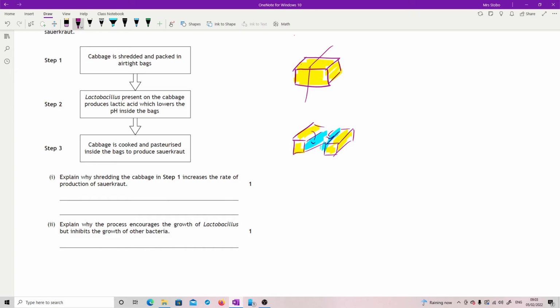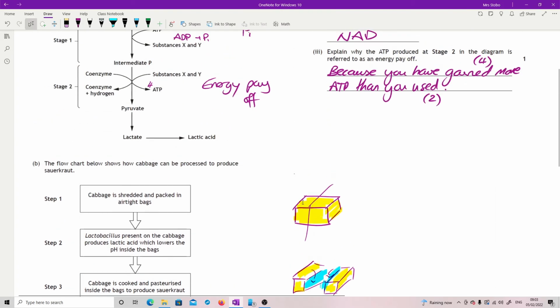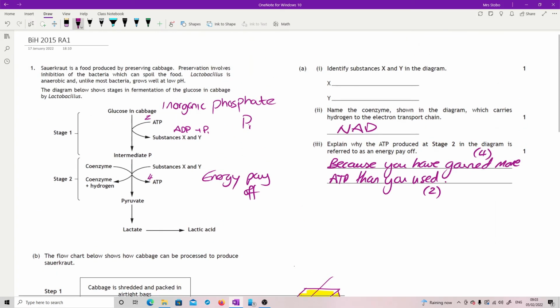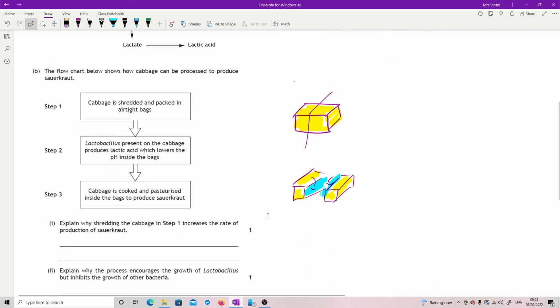That's it. Explain why the process encourages the growth of Lactobacillus but inhibits the growth of other bacteria. For that, you have to have read the information, which I obviously say quite a lot. Here we go. It says Lactobacillus is anaerobic and, unlike most bacteria, grows well at low pH. And then down here, cabbage is shredded and packed in airtight bags. Lactobacillus present on the cabbage produces lactic acid, which lowers the pH.